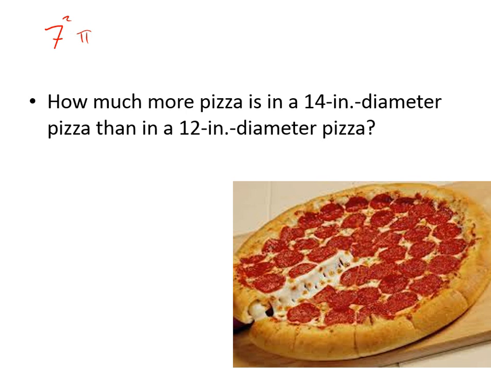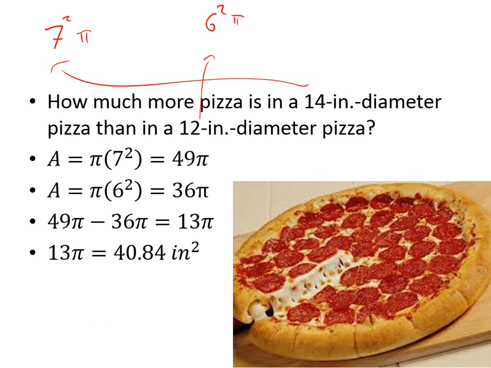That would be for the 14. Then for the 12, half of 12 is 6, so 6 squared times pi. To find how much more, we just subtract these two. As you see, we have the areas, 49 pi and 36 pi. Subtracting gets us 13 pi, which in exact form is 13 pi inches squared more pizza.